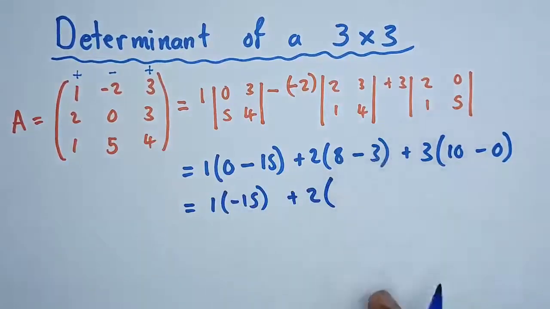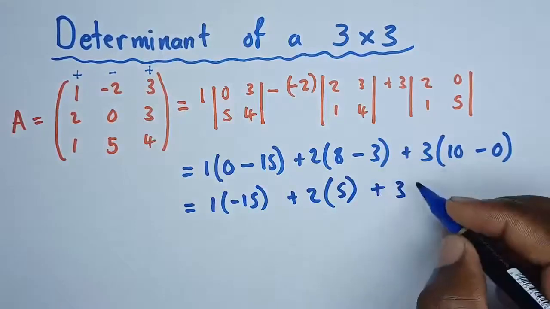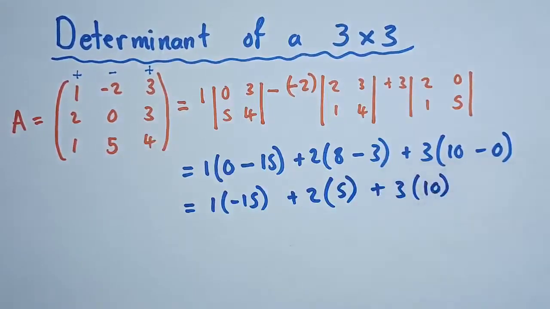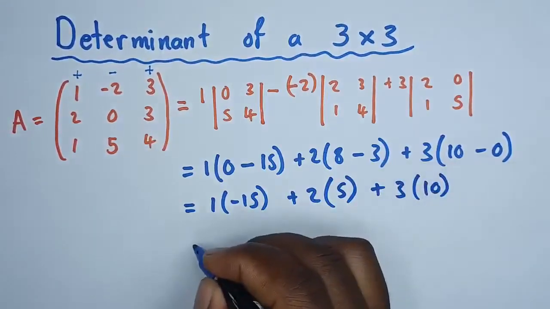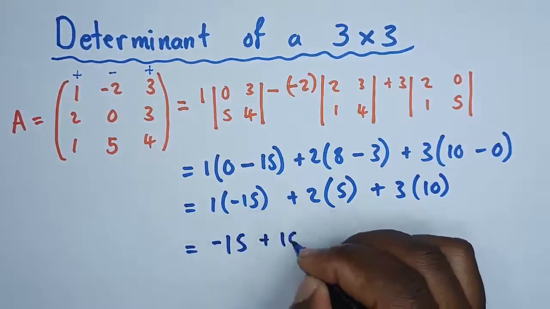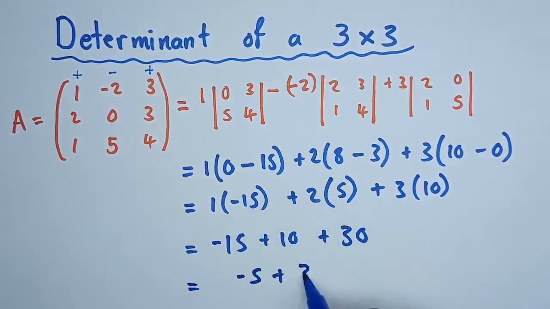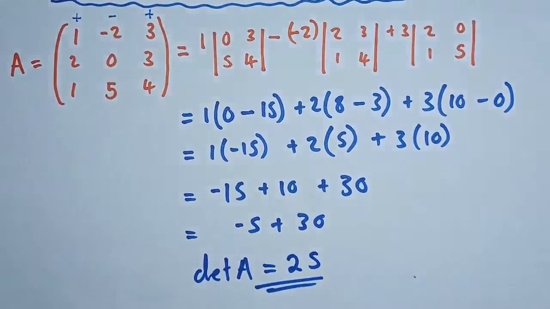8 minus 3, I've already mentioned the answer, which is 5, plus 3, then here we just have that. So if we proceed with this now, we're going to get negative 15 plus 10 plus 30. Negative 15 plus 10 gives us negative 5, plus 30. So the determinant, remember we're looking at matrix A, is simply equal to 25. So that's how it's done.